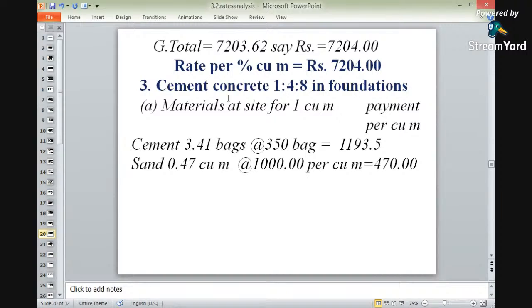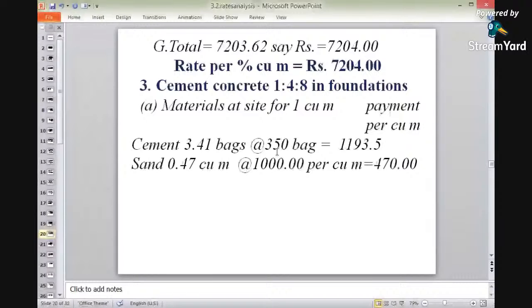Again, the same thing we did in the example 148. We are just multiplying with the quantity of rates. We have calculated how much bricks, how much sand, and how much fine concrete are required. Now we are multiplying the current rates. For 1 cubic meter, the material at site: cement required in this case is 3 bags, multiplied by 350.